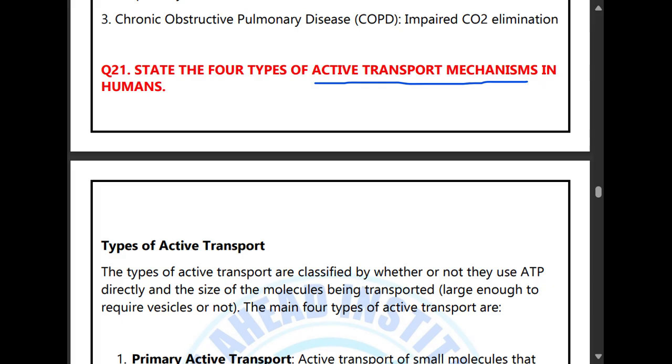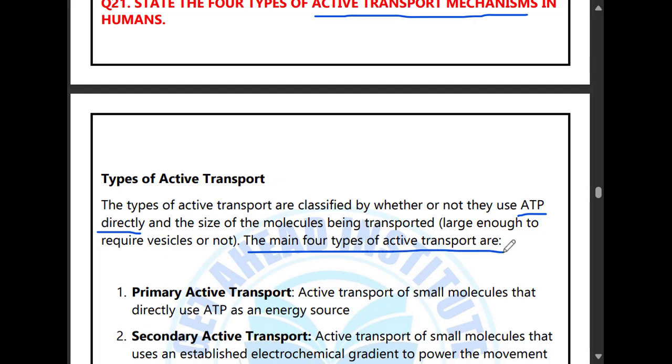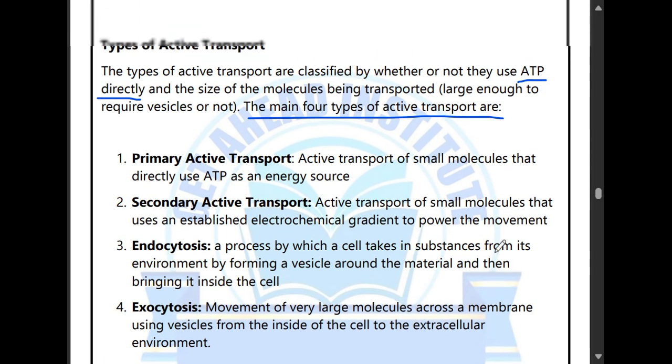Okay, so what happens is that the types of active transport mechanisms are actually classified by whether or not they use ATP directly. That is, they use energy directly, or they use energy indirectly. So with that regard, the main four active transport mechanisms are as follows. We have primary active transport.